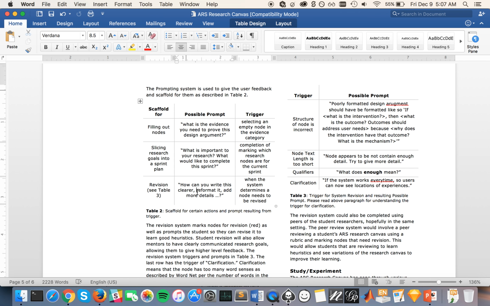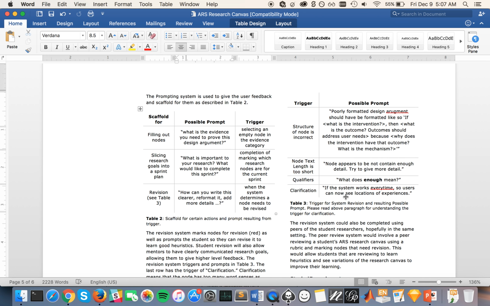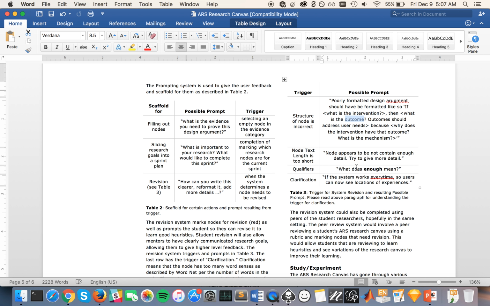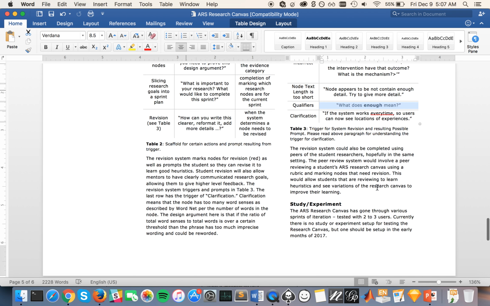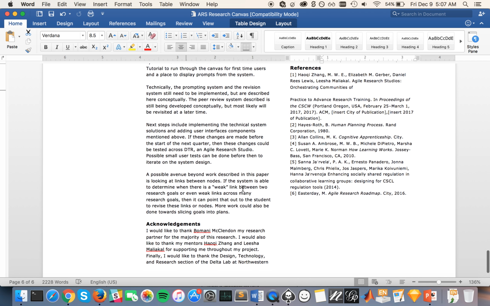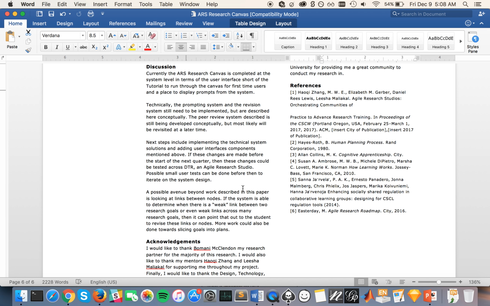And then revisions: how can you write this more clearly, reformat it, add more details? I talked about revisions here as I talked before: the structure is incorrect, the length is too short, qualifiers. And then just a discussion: I still have to build those techniques. I spent a lot of time doing needs and design arguments this last sprint, which I thought was really useful. I think they still need revision, but the focus is really on getting research goals, how to generate them and how to communicate those clearly between the mentor and the student, so they can get adequate feedback. So really just implementing the technical systems.